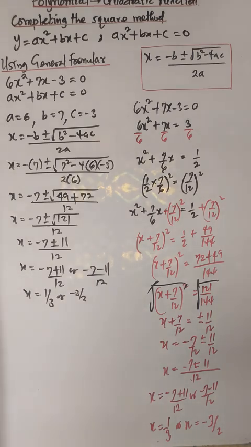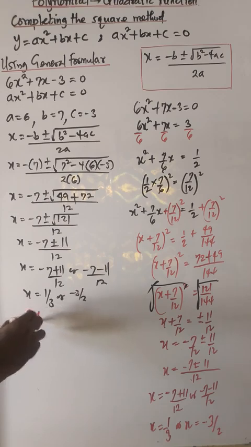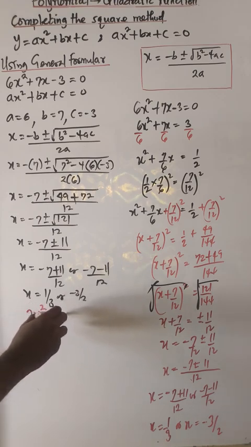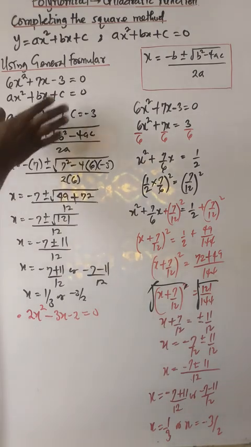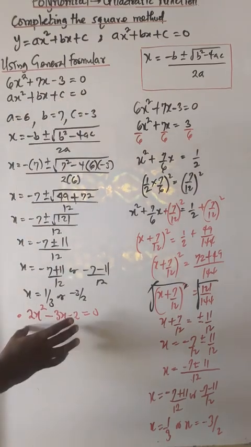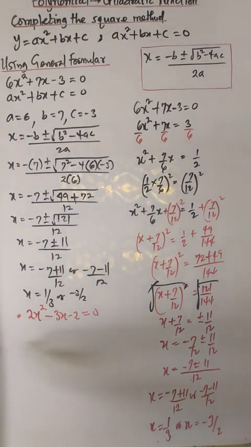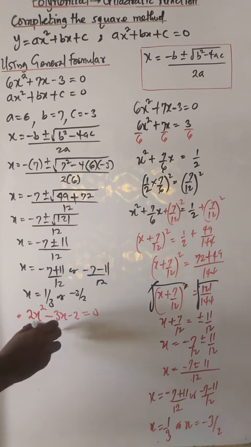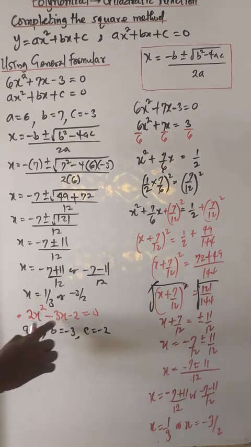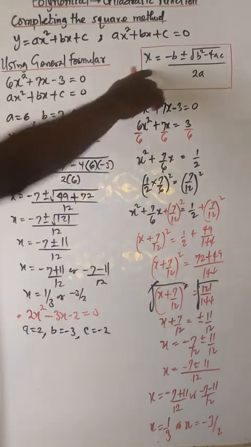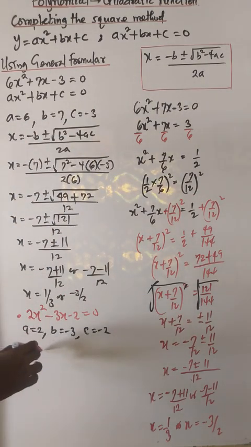Suppose we have 2x squared minus 3x minus 2 equals 0. So we are going to use the general formula to solve this. Then after, I want to apply the completing the square method. So by comparing, if you bring this one beside and under this, it means the coefficient of x squared is a. So from here, a is 2, b is minus 3, and c is minus 2. This is a, b, c.